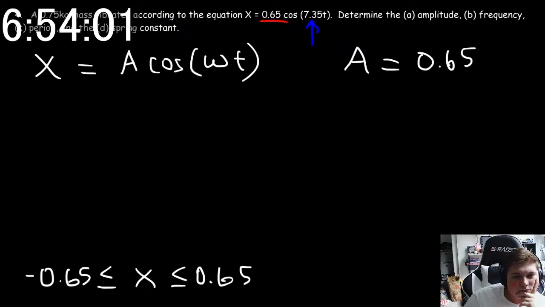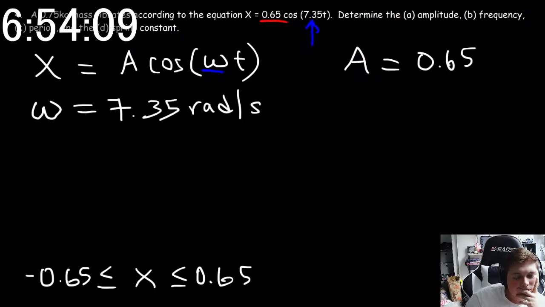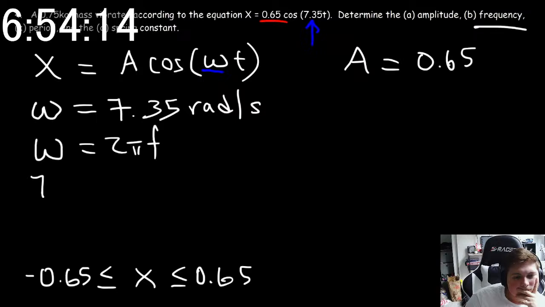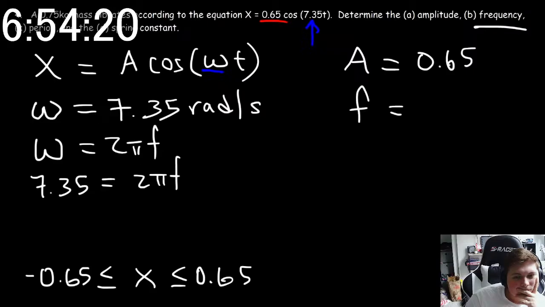Now, what does this number represent? 7.35. Notice that the variable in front of t is omega. So the 7.35 represents the angular frequency of this oscillator. So 7.35 radians per second. And if we know the angular frequency, we can now find the frequency. The angular frequency is equal to 2 pi f. And so 7.35 radians per second is equal to 2 pi times the frequency. So the regular frequency is just 7.35 divided by 2 pi. And so you should get 1.17 hertz.